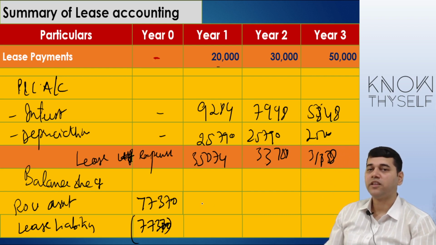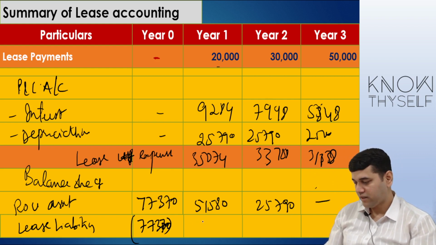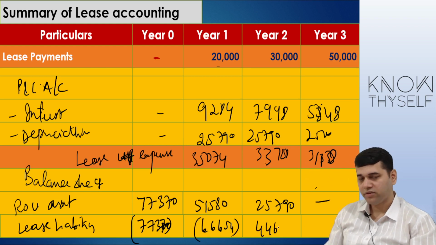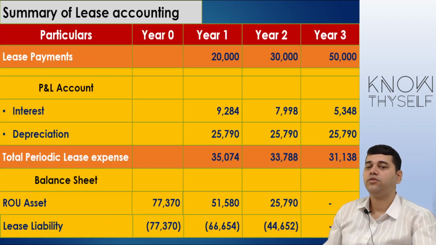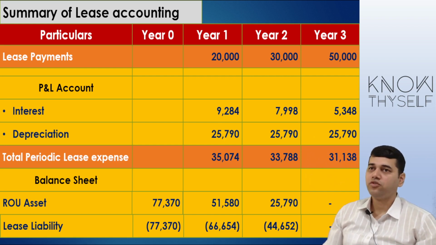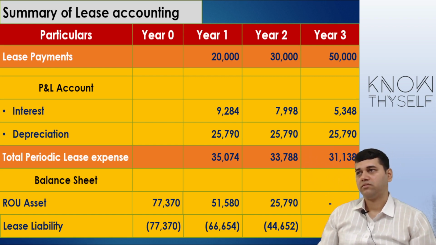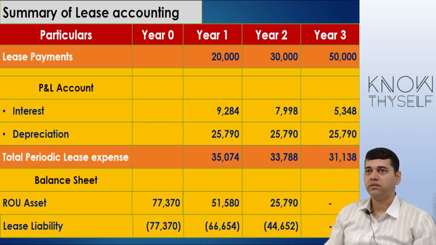Now, at the end of the first year, what has become your asset balance? 51580, then 25790. Lease liability has become 66,654 from your amortization schedule, then 44,652. Understood? This is the entire summary of your lease accounting for the next 5 years. So if they ask you specifically, prepare this, or look into what the question is asking. Now you have got a picture of how the entire accounting is going to happen.